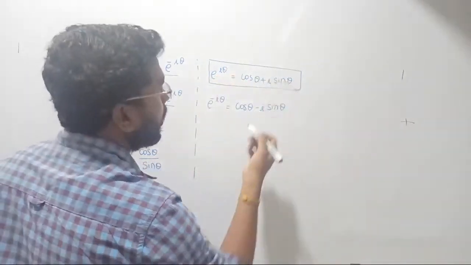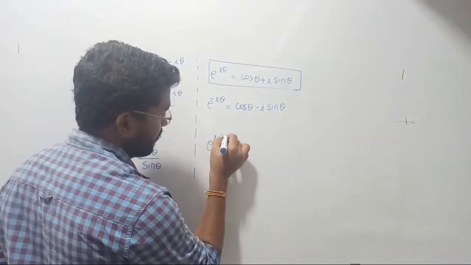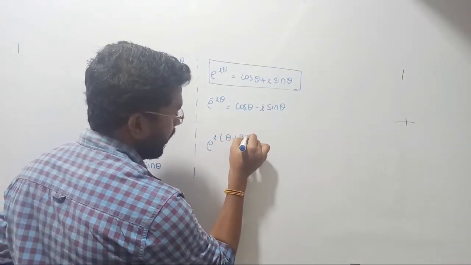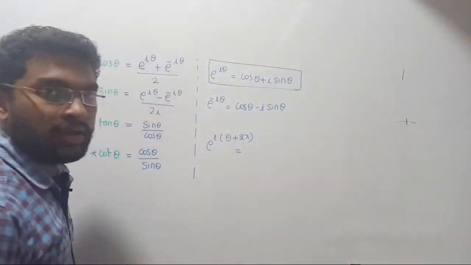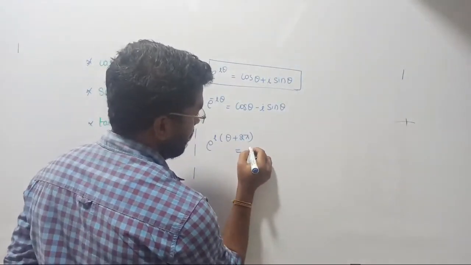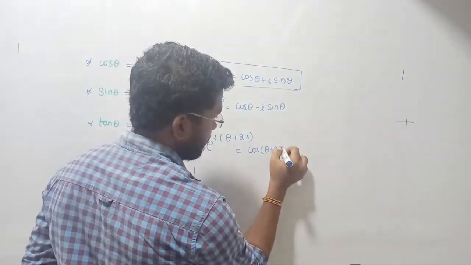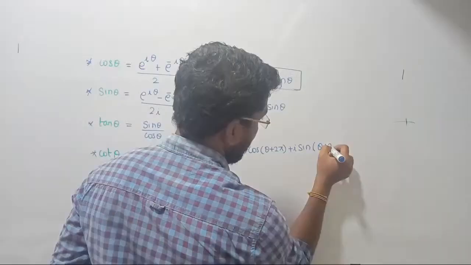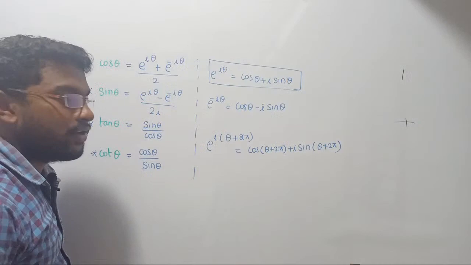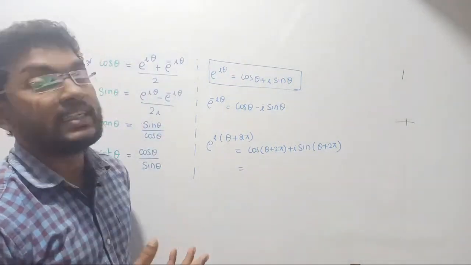So e power i theta can be written like this, and e power minus i theta can also be written like this. Now let us consider e power i times theta plus 2 pi. I would like to know this expansion. It can be written as cos of theta plus 2 pi, plus i into sin of theta plus 2 pi, where theta is replaced by theta plus 2 pi. Now, what is cos of theta plus 2 pi? 2 pi stands for 360 degrees.